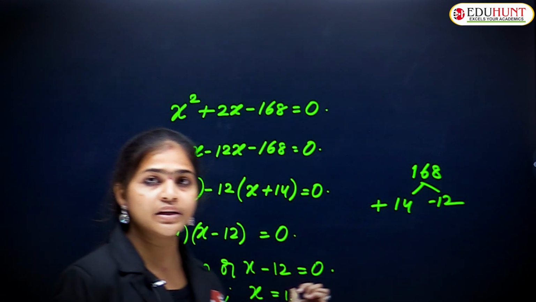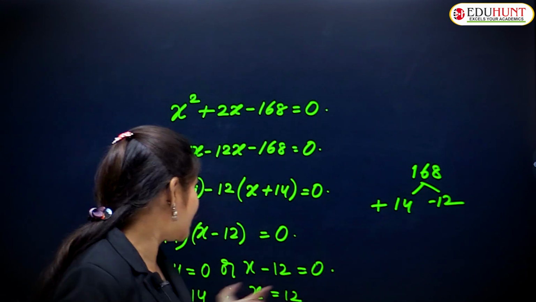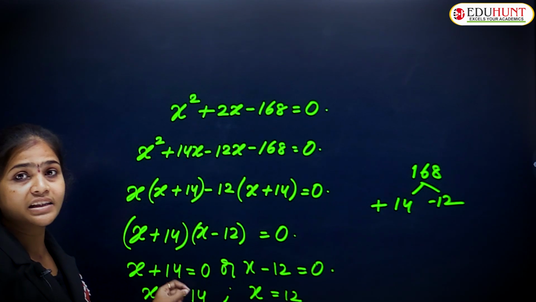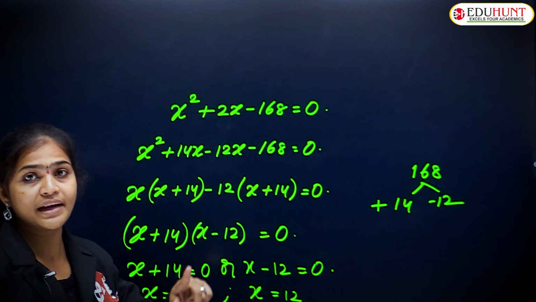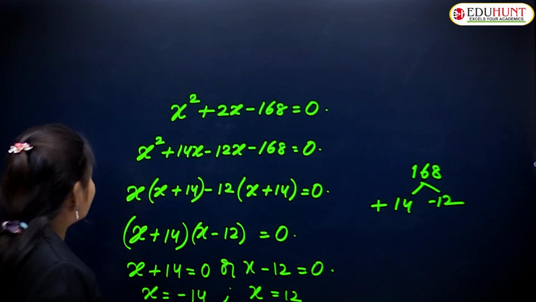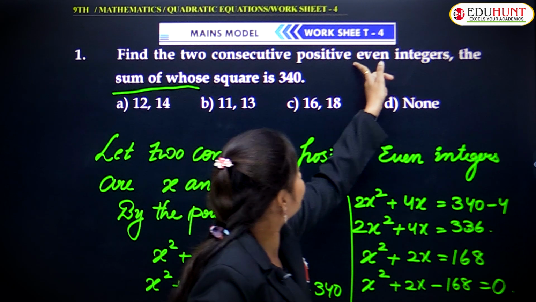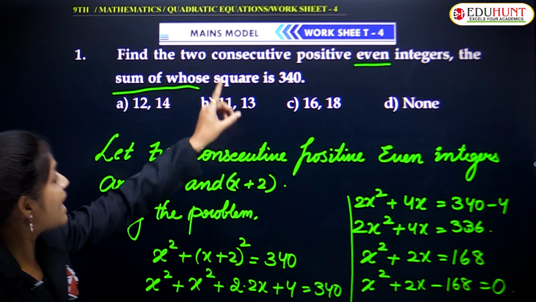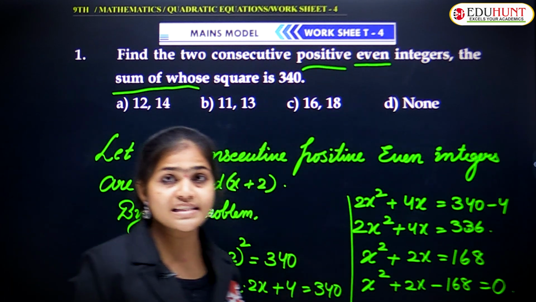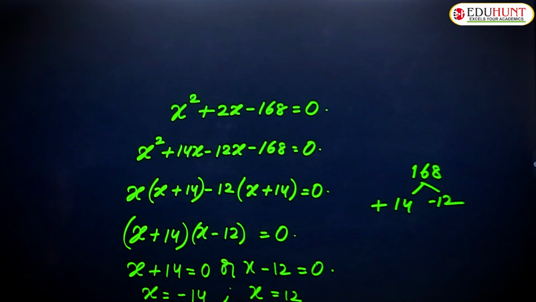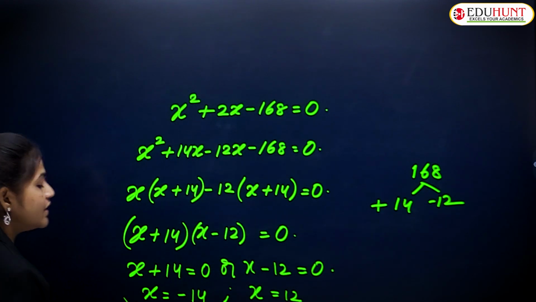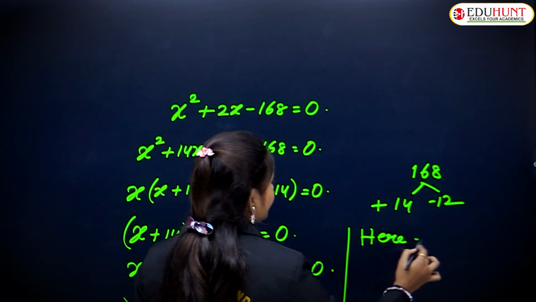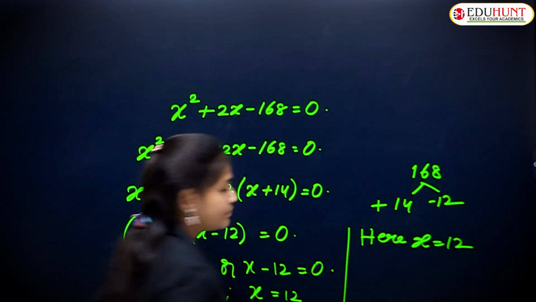Now you may get the doubt, ma'am, we got two values, so which one do we have to go for? First we have to check: in the given question they mentioned two positive even integers. Once see the question: they have given even integers, and those two are positive even integers. So one of the values is negative, and we should not go for that negative value. So that's why x is equal to 12. Understand?